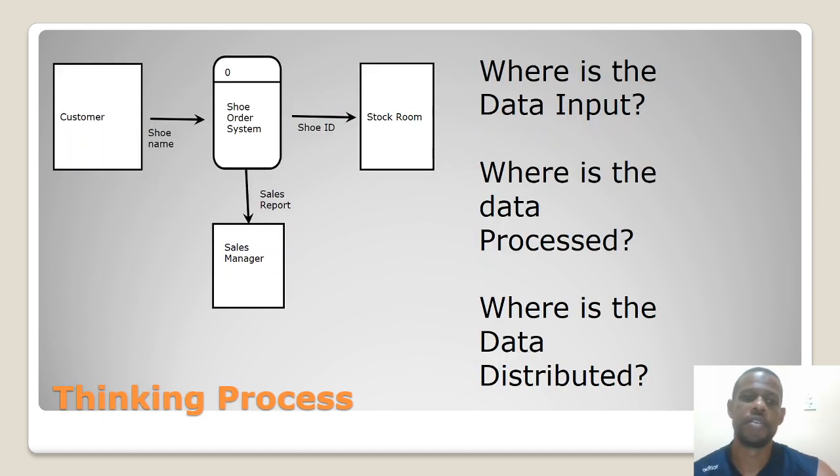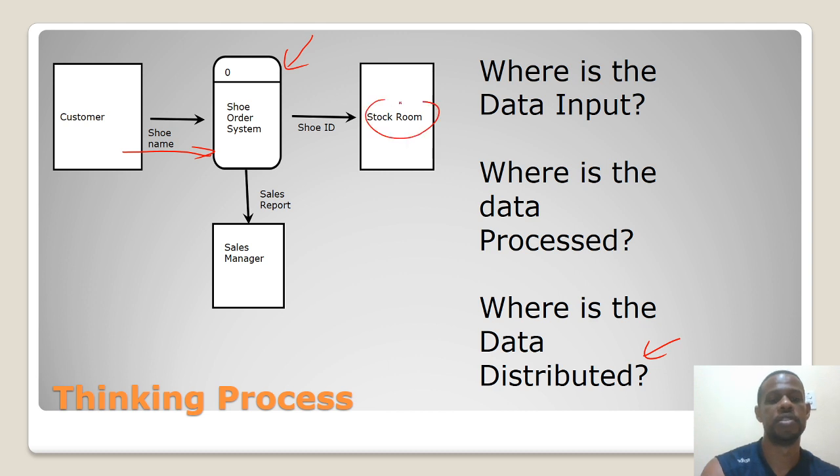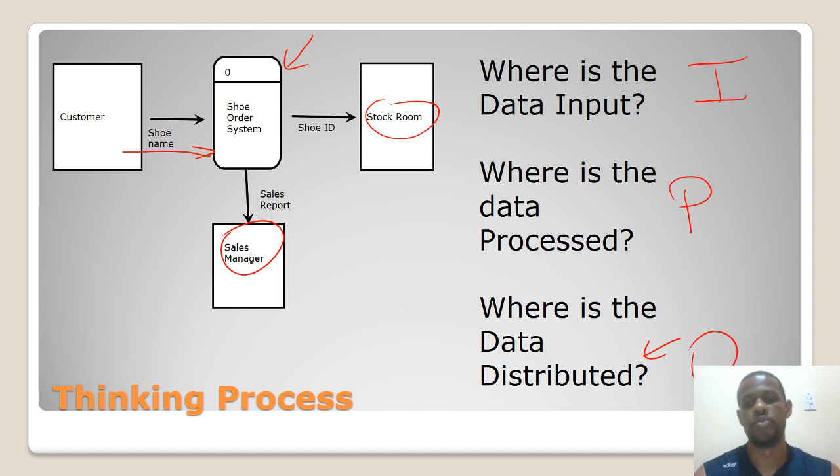So now let's ask ourselves some questions. Where was the data input? Data was input from the customer into the shoe system. Where's the data being processed? It's happening here. Where's the data being distributed? Being distributed to the stock room and the sales manager. So you kind of see the concept of input, process, output, right? That's where it actually originates from.